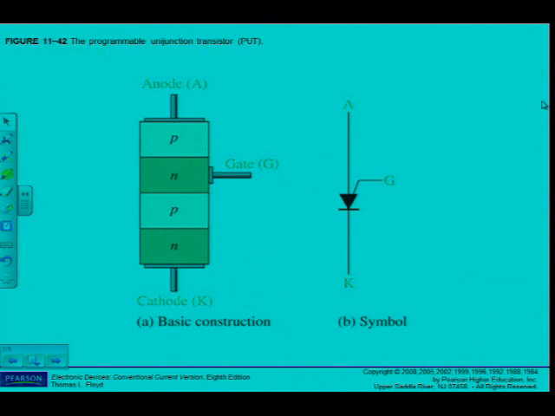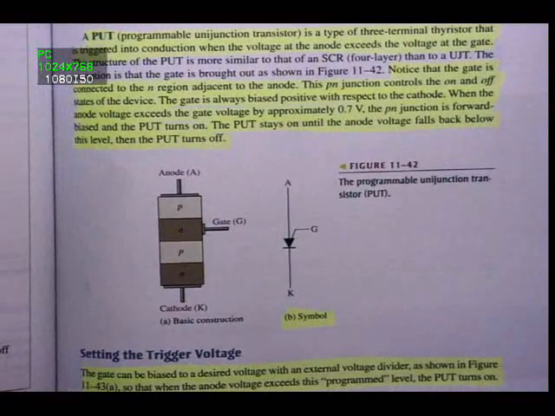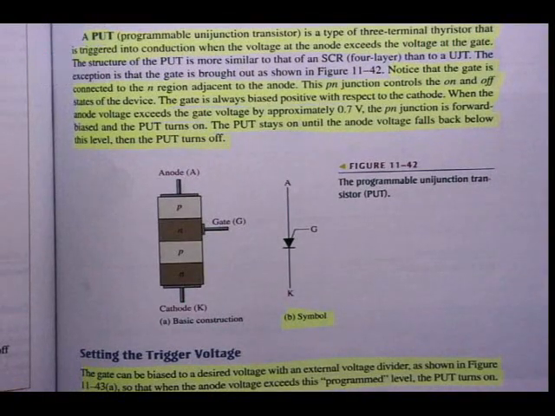The PUT is a type of three-terminal thyristor that is triggered into conduction when the voltage at the anode exceeds the voltage at the gate. Notice that the gate is connected to the N region adjacent to the anode. This PN junction controls the on-off states of the device. I've marked here in the book as well, the gate is always biased positive with respect to the cathode. Take note: when the anode voltage exceeds the gate voltage by approximately 0.7 volt, the PN junction is forward biased and the PUT turns on. The PUT stays on until the anode current falls below this level, and then the PUT turns off.